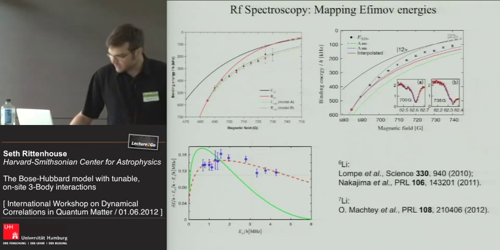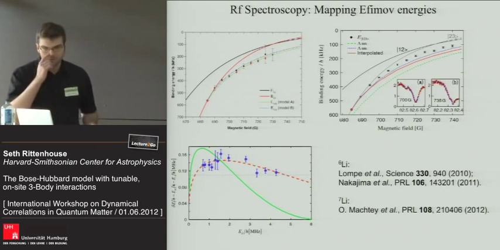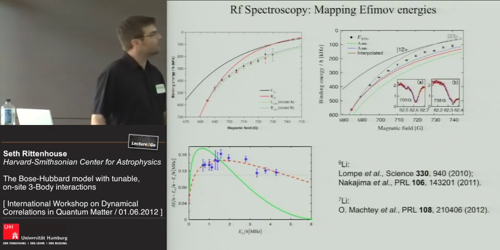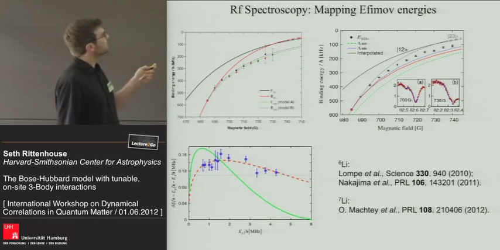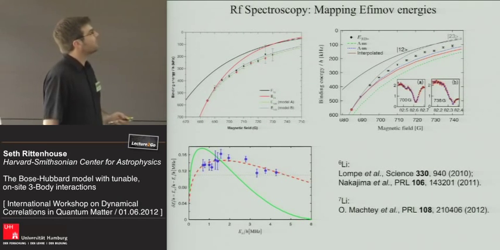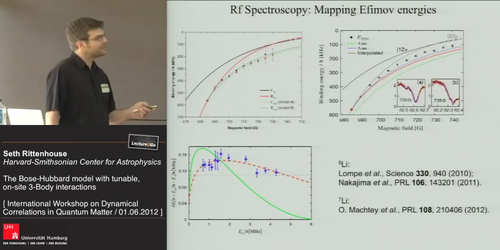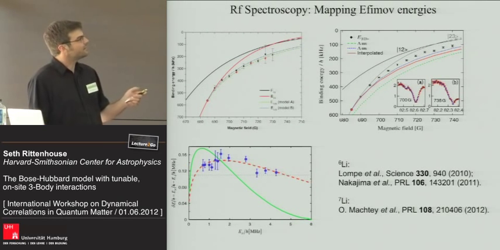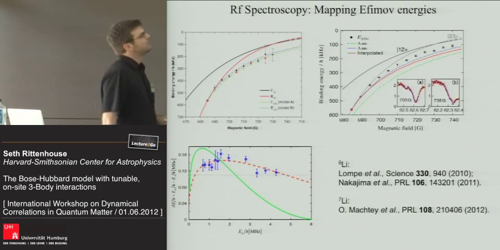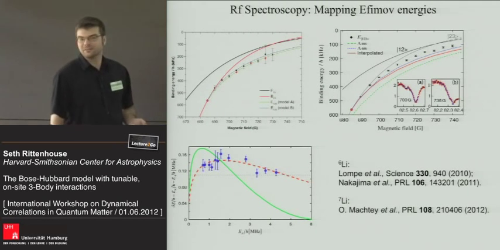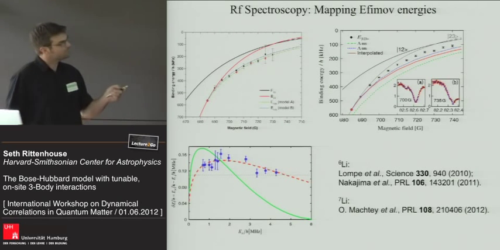So here's some of the experiments that have done this. The first one, I should have probably mentioned this, was done in Selim's group in Heidelberg. That's this one here, where they started mapping out this Efimov binding energies, and they saw it fit the universal theory very nicely. And then after that, the Tokyo group did the same experiment and found that it didn't fit the universal theory that nicely, but still, I think it's pretty close.